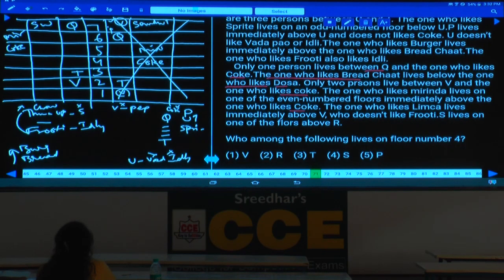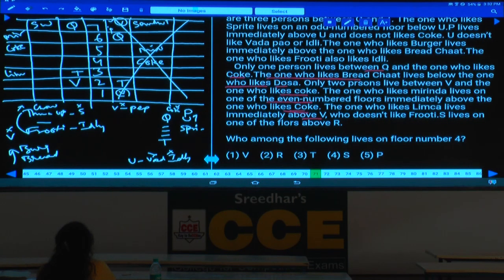The one who likes Miranda lives on one of the even number floors immediately above the one who likes Coke, and the one who likes Limca lives immediately above V. Limca is immediately above V. Now we can fix this Limca as well. Limca is immediately above V. V does not like fruity, so V and fruity is ruled out. V does not like fruity.